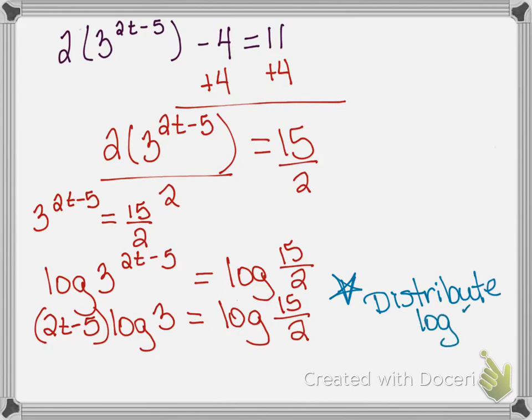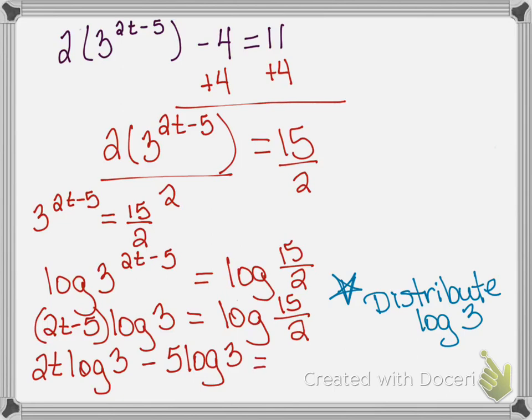log 3. That's what you have to do right there, is you've got to distribute it. So I am going to have 2t times log 3. Then I'm going to have -5 times log 3 equals log of 15 over 2.